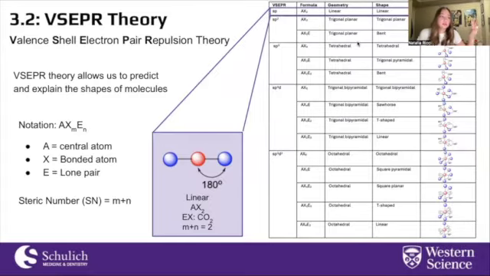The idea is that atoms are surrounded by clouds of negatively charged electrons, and these electron clouds repel each other. Because of this, the molecule will assume a geometry to make sure all atoms are as far away from each other as possible. I'm going to direct your attention now over to the table on the right. It's a table I constructed to summarize some of the ideas of VSEPR theory.